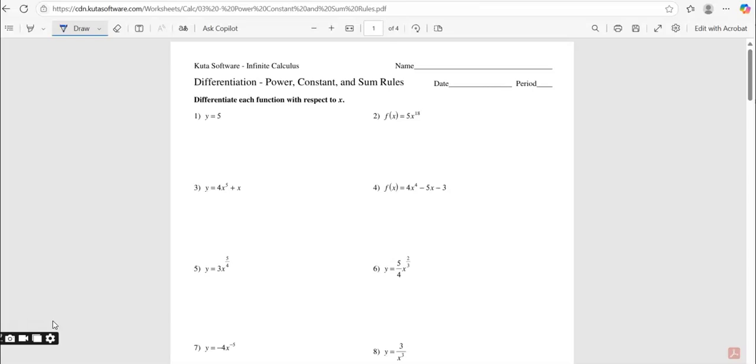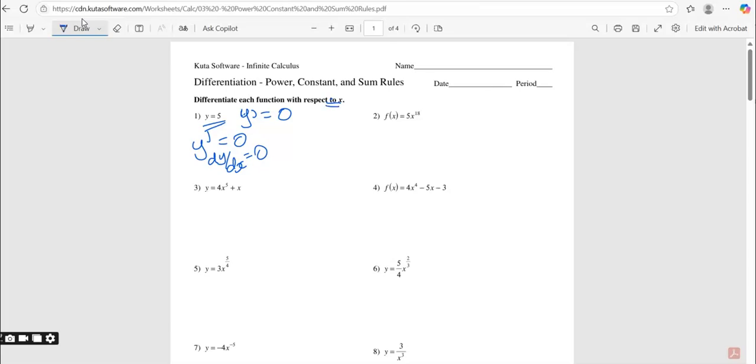Today we're going to be looking at differentiating, how to get our derivatives by using the power rule, constant as well as the sum rules. So for number one, we see that the function is y is equal to 5, and the constant rule says that anything, when you want to get your derivative, is always equal to 0. Since we're dealing with a constant here, your y prime will be equal to 0, or your dy/dx will be equal to 0, because it says a differentiated function with respect to x.